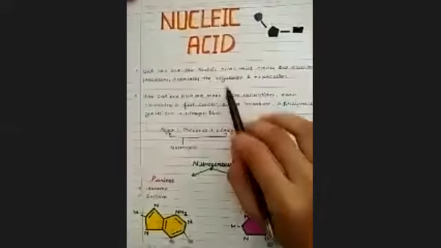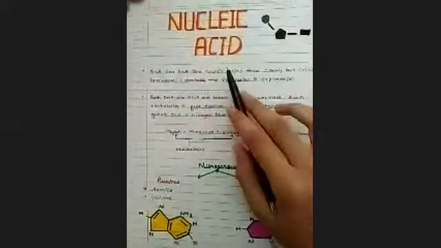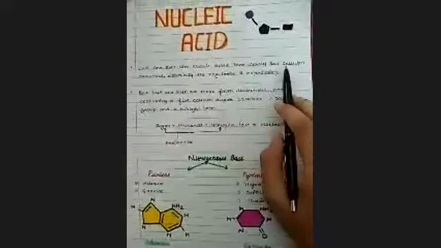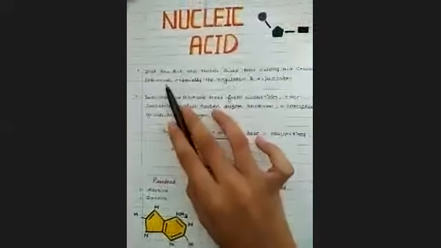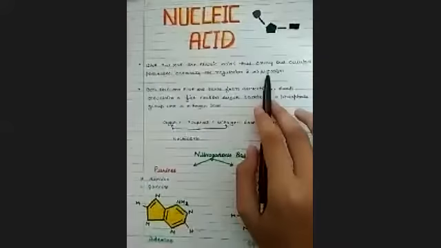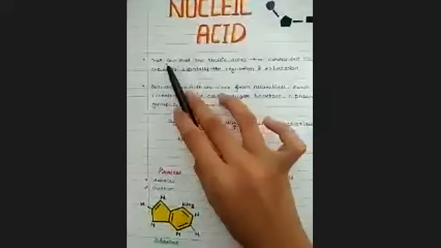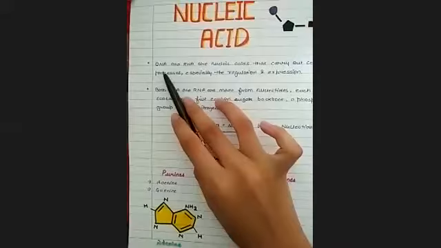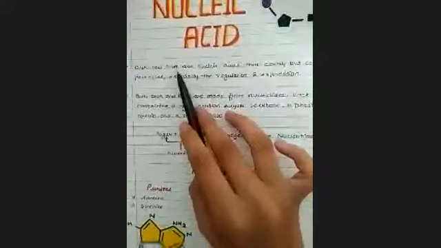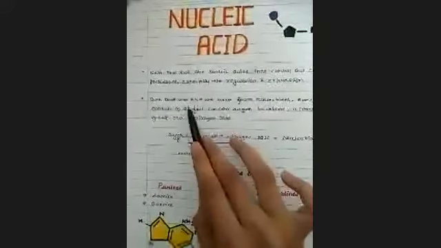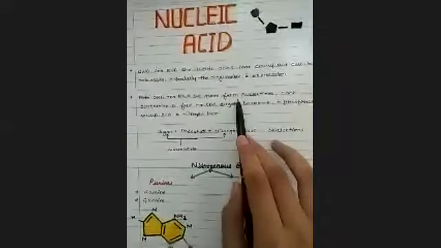So, nucleic acid, first of all, what are nucleic acids? Nucleic acids are the acids that carry out cellular processes, especially regulation and expression. DNA and RNA are the nucleic acids. DNA stands for deoxyribonucleic acid, whereas RNA stands for ribonucleic acid. Both DNA and RNA are made from nucleotides.